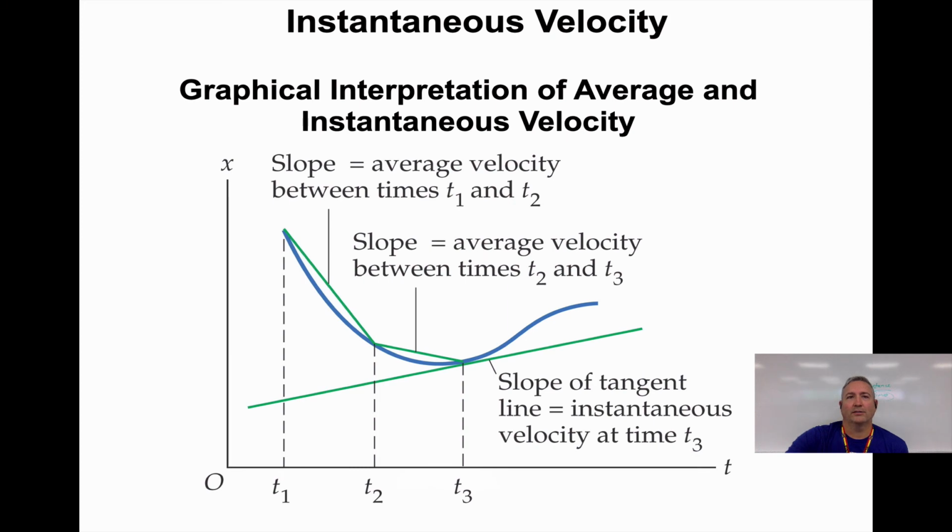Same thing here. The slope is the average velocity. If we look at the slope between T1 and T2, it's the average of the slopes between that time. Slope between T2 and T3 is average velocity. The slope at T3 is instantaneous velocity.